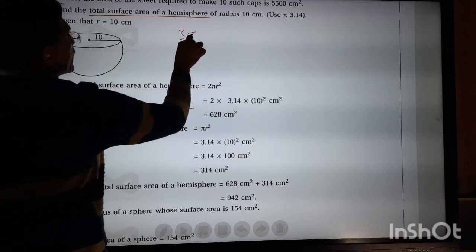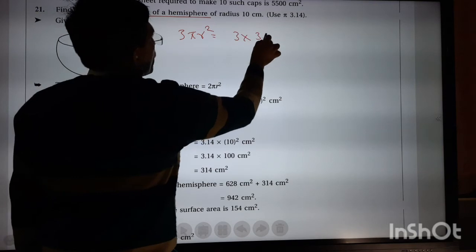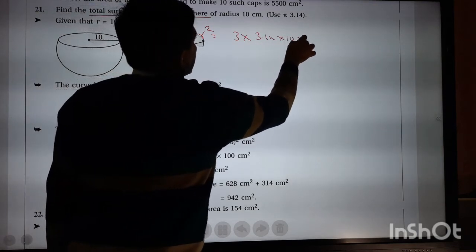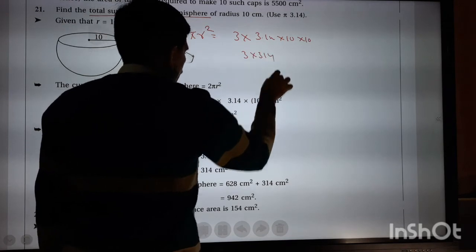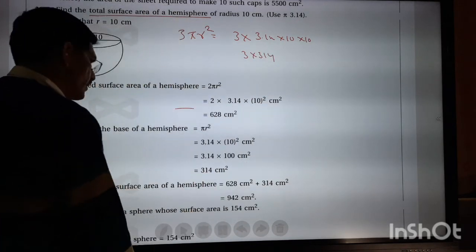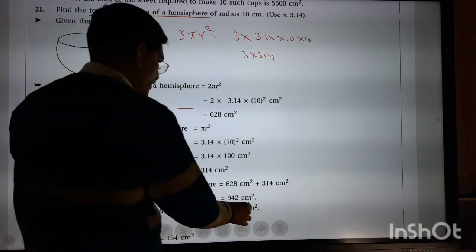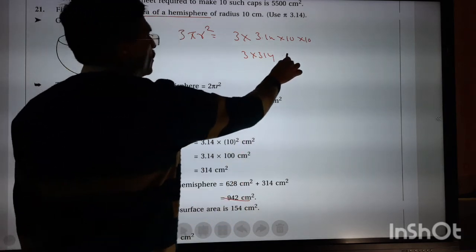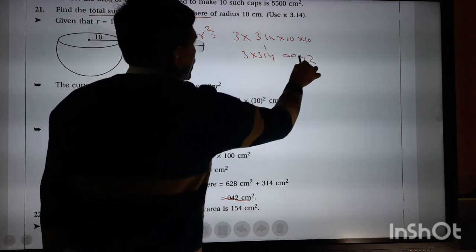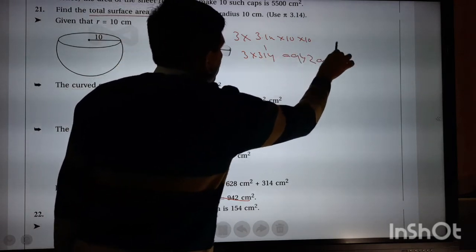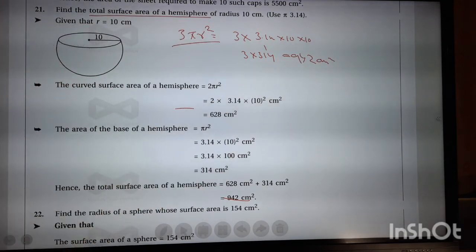So we can write directly 3 pi r square. That is 3 into 3.14 into 10 into 10. So 3 into 314, that answer is 942 centimeter square. That way we can do. It is not necessary that here they are explaining it.